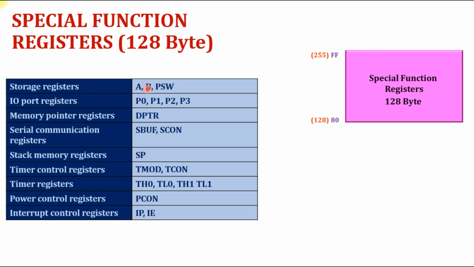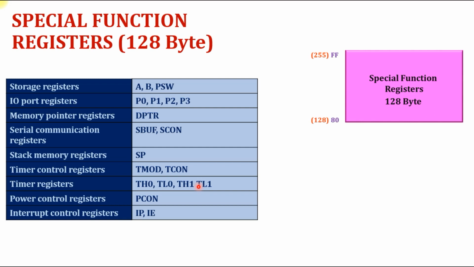See, accumulator, B register, PSW, I mean program status word. This is similar to the flag register in 8085. And port registers P0, P1, P2, P3, and DPTR, data pointer, SBUF, serial buffer, SCON, serial control register, SP, stack pointer, TMOD, timer mode selection register, TCON, timer control register, TH0, TL0, TH1, TL1. These are all the timer count registers.